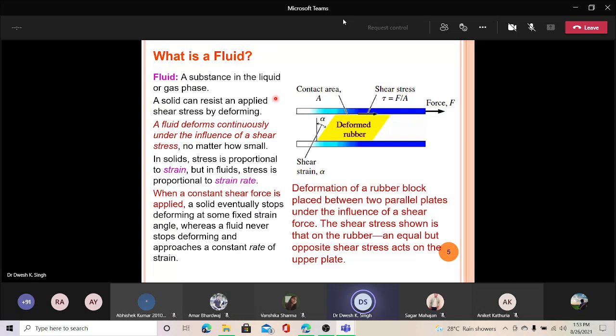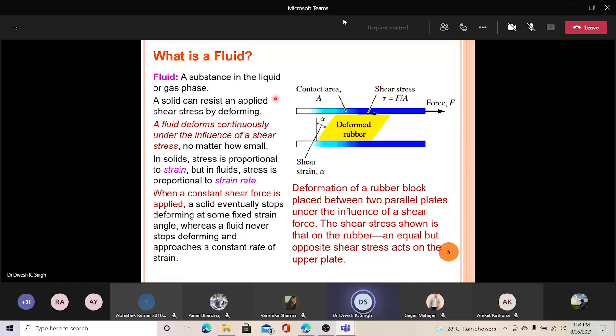You can say a fluid has a tendency to flow. So liquid and gas both have a tendency to flow, whatever the small forces, like shear forces, applied. A solid can resist an applied shear stress by deforming. Suppose you have a solid object; that solid object always resists the motion. If you try to compress it, the solid will not deform until our elastic limit force is crossed. After that it can be damaged.